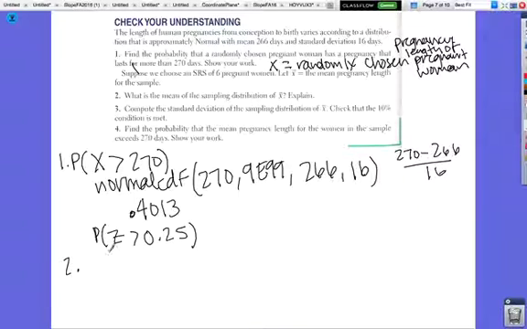2, what is the mean of the sampling distribution of X bar? And explain. All right, so the mean of the sampling distribution of X bar is actually going to be equal to the mean of the distribution of X, X being the pregnancy length of a randomly chosen pregnant woman. And so it tells us up in the problem that we are looking at an approximately normal distribution with a mean of 266. So our mean would be 266.